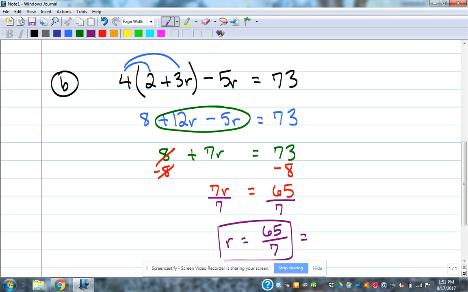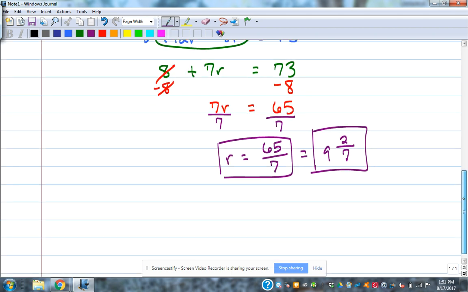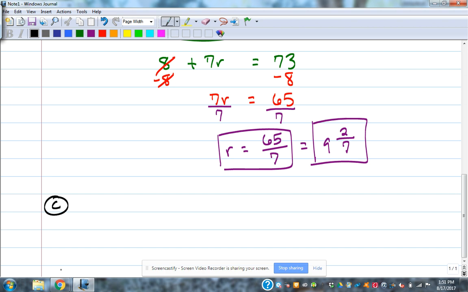Okay. 9 and 2/7. 7 goes into 65 9 times. That's 63. Take away from 65 is 2/7. So there's the mixed number, 9 and 2/7. All right.